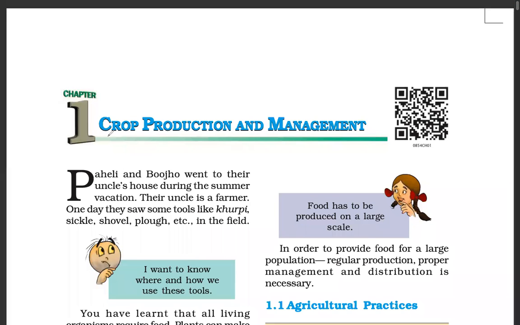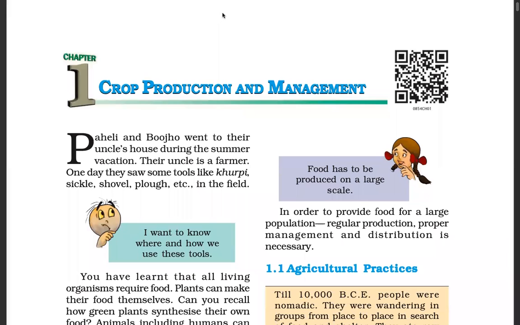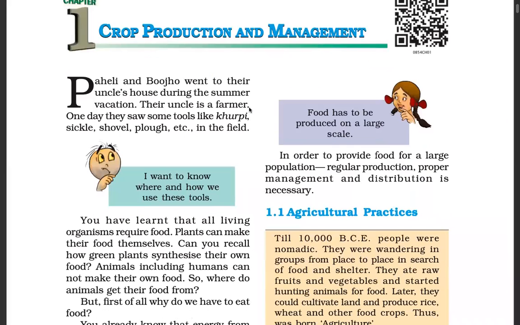Okay, so crop production and management. So guys, crop production, what do we understand? The production of crop, right? Management means proper production. It needs to be managed, right? So let us see whether the things which we have guessed are right or wrong. Okay, so let us start.